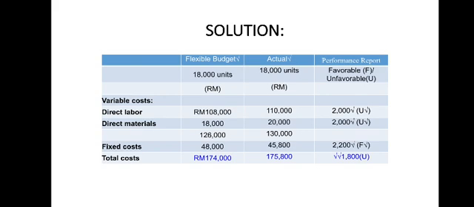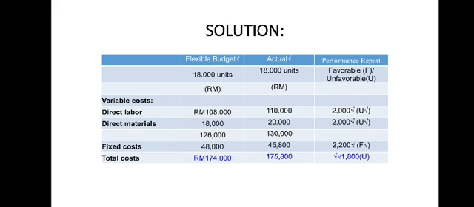But let's say the fixed cost. For fixed cost, the budgeted data is 48,000. The actual fixed cost for the 18,000 units of production is 45,800. So first you calculate the difference. The difference is 2,200. And then is this situation favorable or unfavorable? The situation for the fixed cost is favorable because the actual fixed cost is less than the budgeted fixed cost.